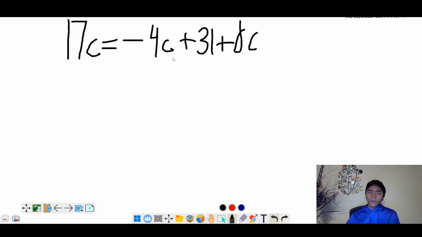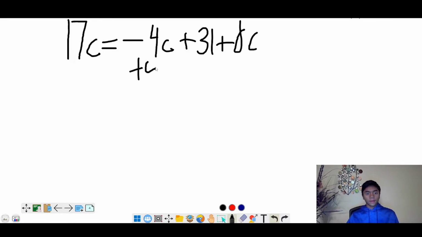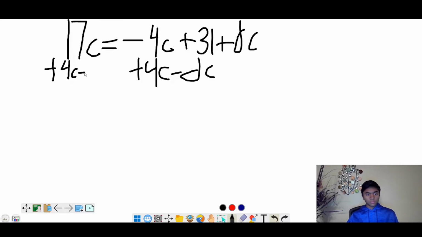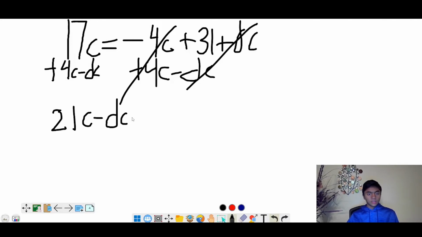So again, we're just going to do the same thing we did last time. Put all the c's on one side, and then the numbers, we're going to keep where they are. So, add 4c while subtracting dc on both sides, of course. And again, the 4c's cancel out, the dc's cancel out, so you're going to be left with 21c minus dc is equal to 31.